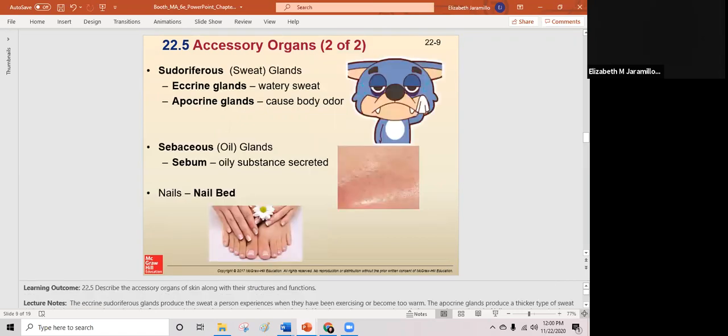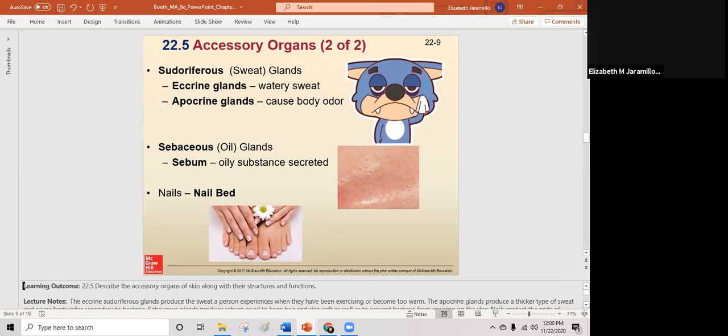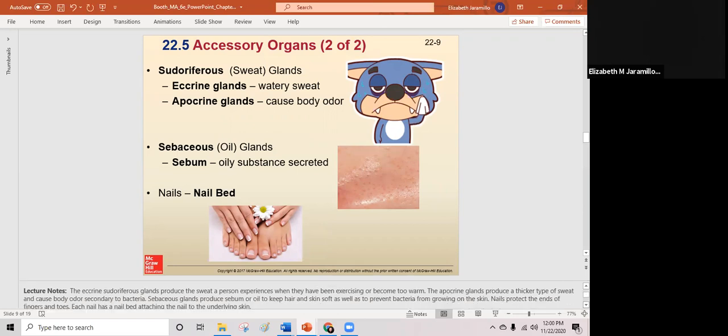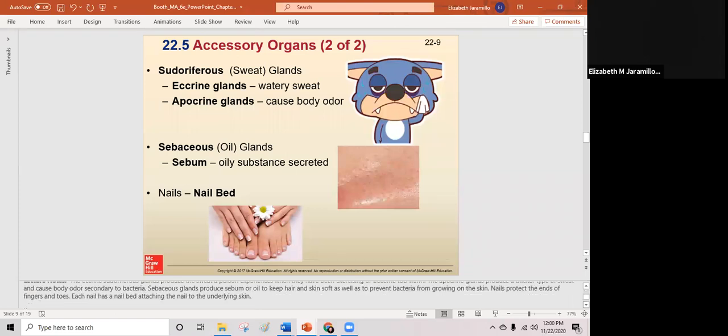All right. So this should help you with, again, your accessory organs. The eccrine sudoriferous glands produce the sweat a person experiences when they have been exercising or become too warm. The apocrine glands produce a thicker type of sweat and cause body odor secondary to bacteria.